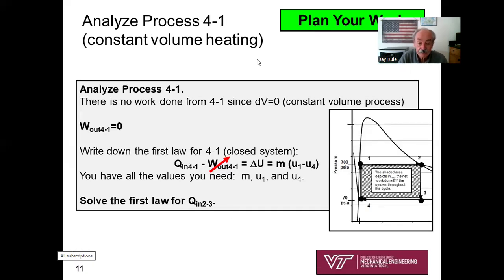Finally, process 4 to 1 to complete the job. No work is done from 4 to 1, so the integral of PdV is 0. The nice thing on process 4 to 1 is you've got all the properties you need. You just found U4. You've already looked up U1. And so the heat added is simply the mass times U1 minus U4. You're going from 4 to 1. That's why it's U1 minus U4.